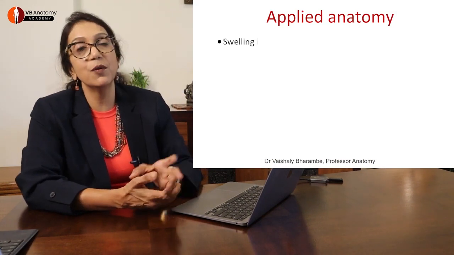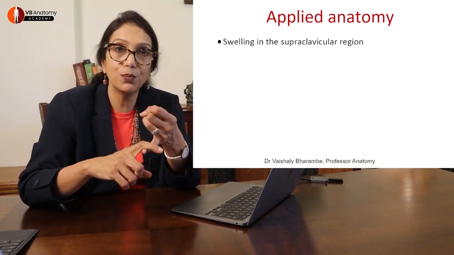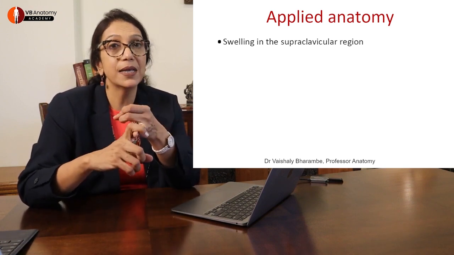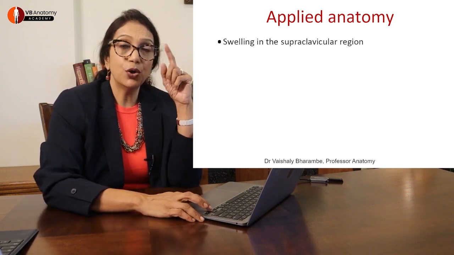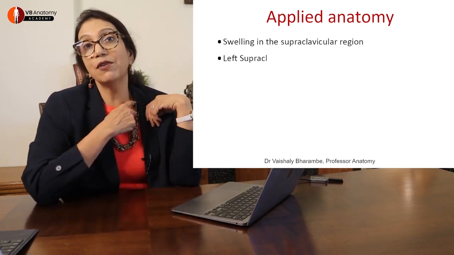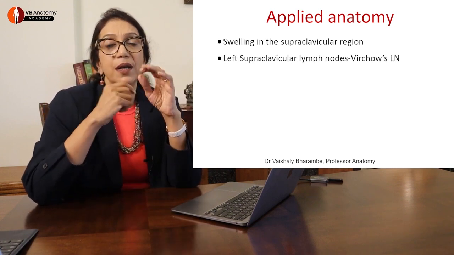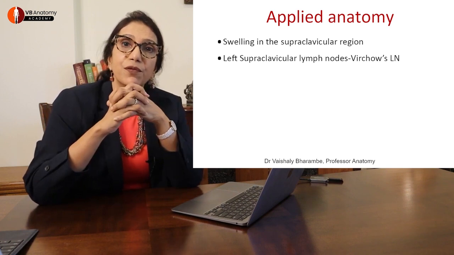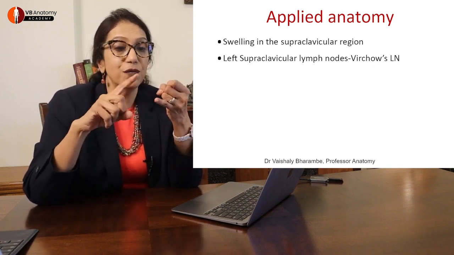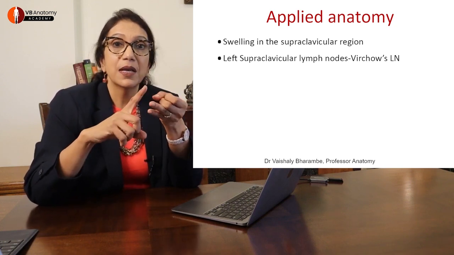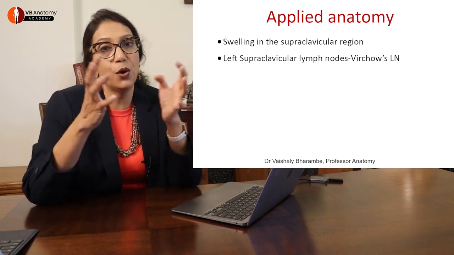Sometimes your patient can come with an enlarged supraclavicular lymph node. Chances of it being tuberculous matting or malignancy have to be considered. Let's talk specifically about the supraclavicular lymph nodes on the left side. When these are hardened, they are called Virchow's lymph nodes. What are they called? Virchow's lymph nodes. And they are indicative of testicular cancer, stomach cancer, or sometimes cancer of some other abdominal organ.